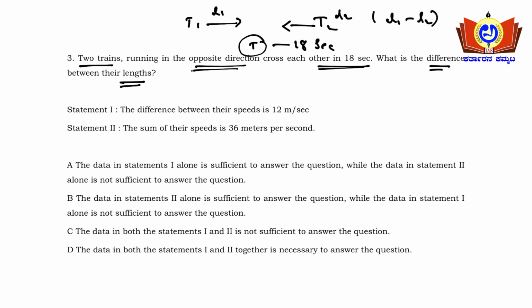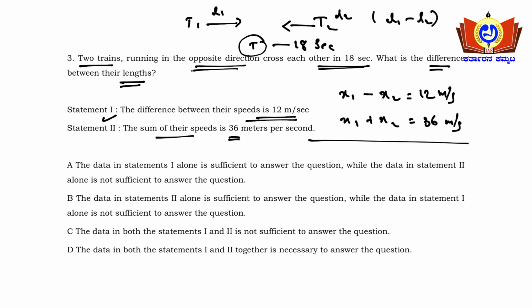So what is the data given here? The difference between their speeds is 12 meters per second. So let the train 1 speed be x1 and train 2 speed be x2. x1 minus x2 will be 12 meters per second, and the sum of their speeds is 36 meters per second, so x1 plus x2 will be 36 meters per second. From this data we can find the individual speed of each train. So x1 will be 12 meters per second and x2 will be 24 meters per second, the speeds of train 1 and train 2.